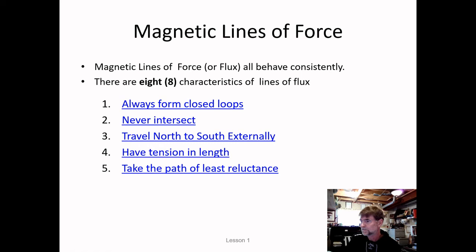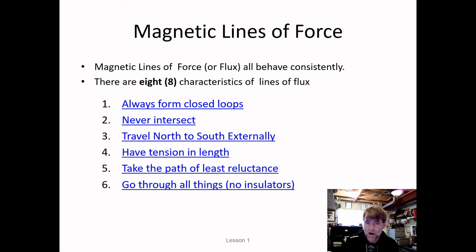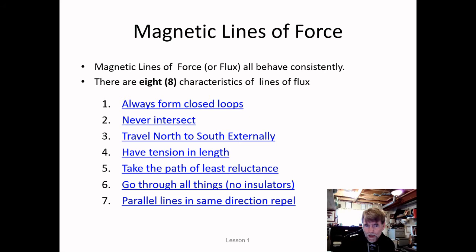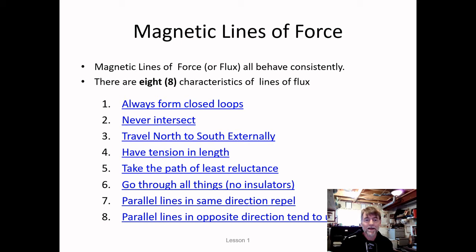They go through all things, which means there are no insulators. You cannot put up an insulator or a barrier from magnetic forces. You may say, well, wait a minute. Well, we can do something that's similar, but in terms of the behavior, it looks the same. But when we look at the theory about what's actually happening, it's really very different. We'll look at that. And then 7 and 8 talk about parallel lines of flux. Number 7 says that parallel lines in the same direction repel, and parallel lines in the opposite direction tend to unite. They actually turn into a single line of flux. So there are the eight characteristics. Let's look at them in more detail.